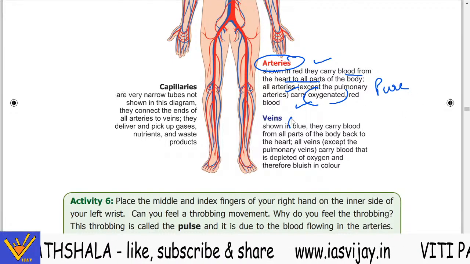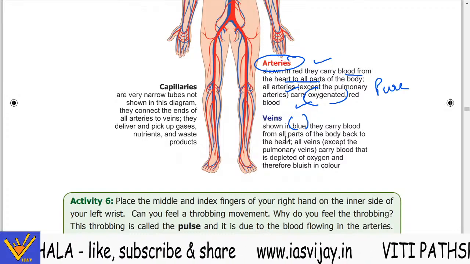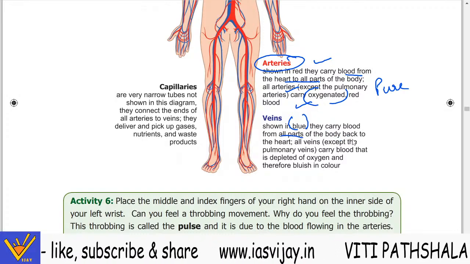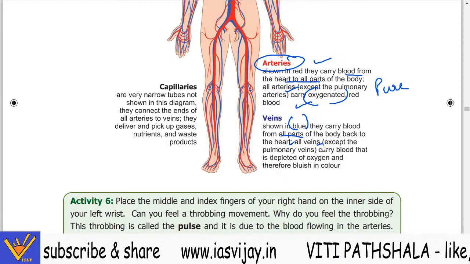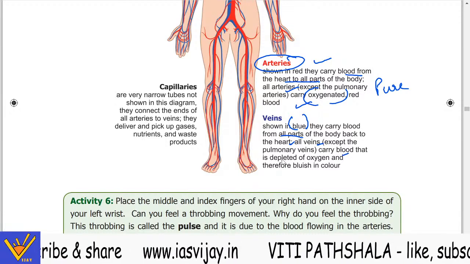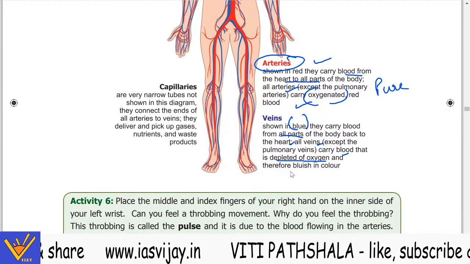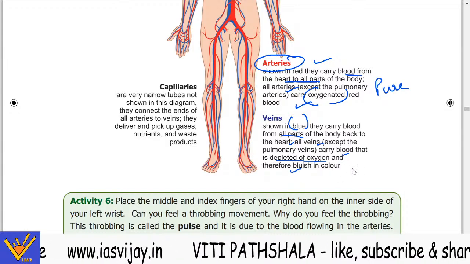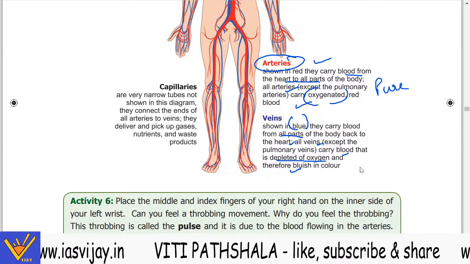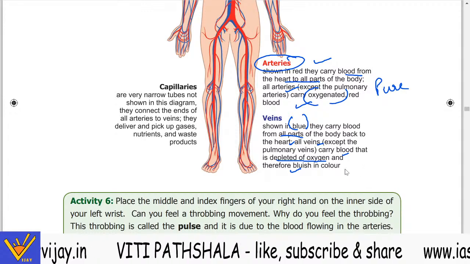Whereas the veins shown in blue carry the blood from all parts of the body back to the heart. All veins carry blood that is depleted of oxygen, therefore bluish in color. So they carry the impure blood.